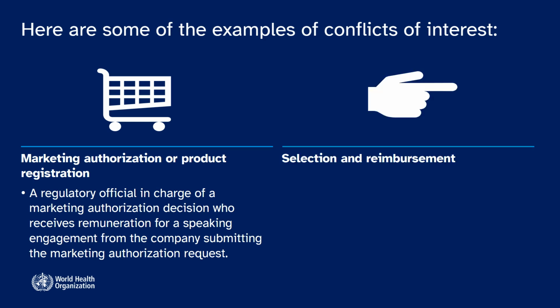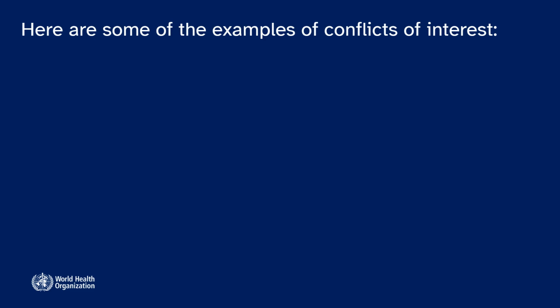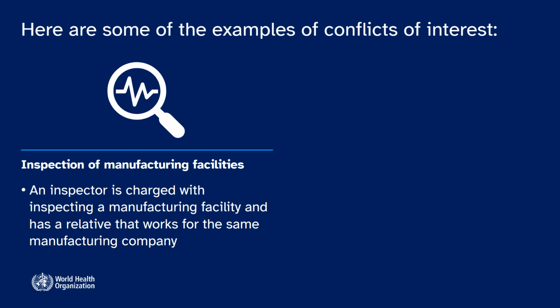2. Selection and reimbursement. A chair of a selection committee in charge of a decision concerning the listing of a medicine for reimbursement, was involved in research funded by the company developing the product under consideration. 3. Inspection of manufacturing facilities. An inspector is charged with inspecting a manufacturing facility, and has a relative that works for the same manufacturing company.